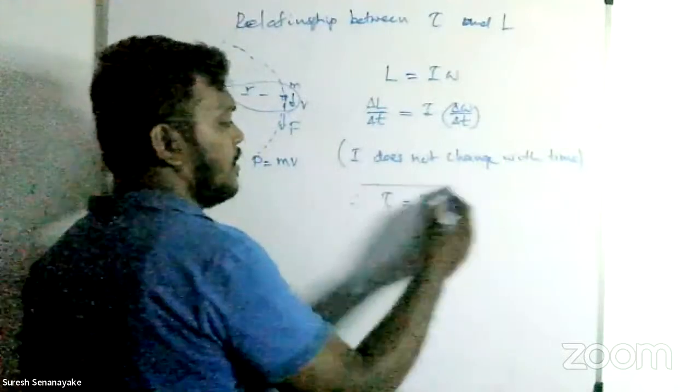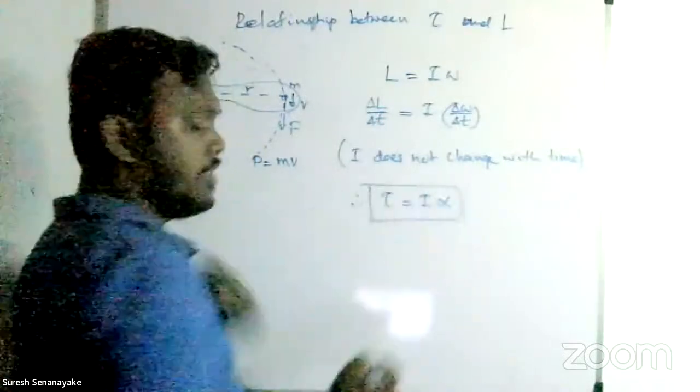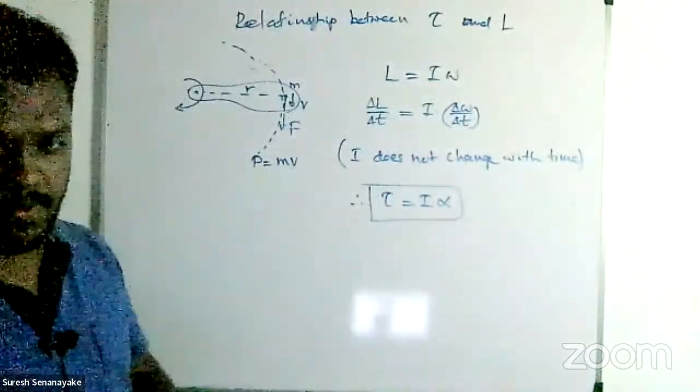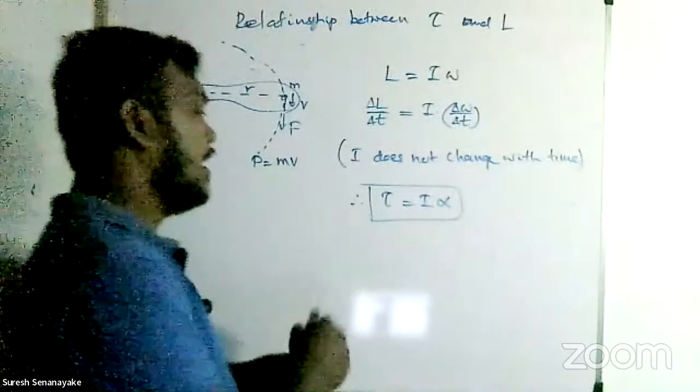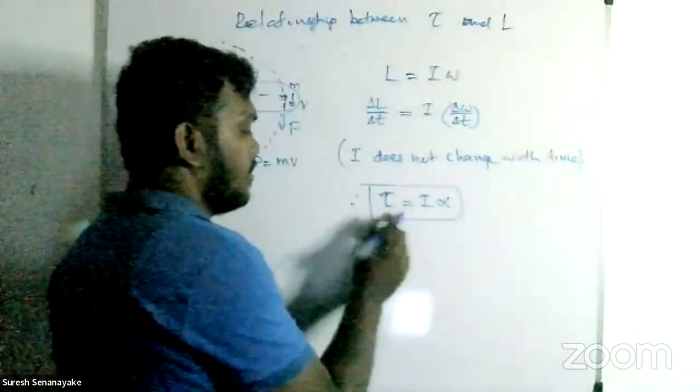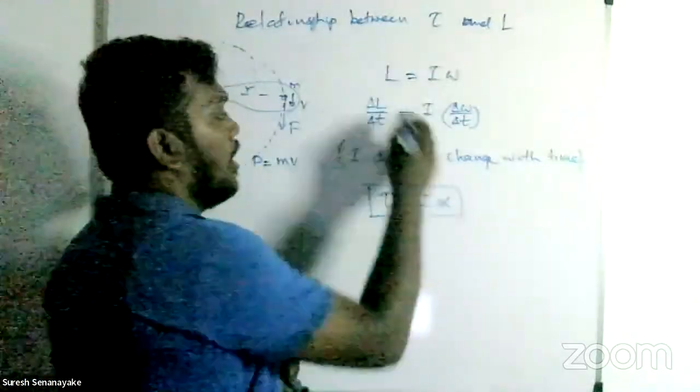So this relation, we already know how to get this. We discussed it and did some examples for this. And then you can write tau equals I alpha using this relation also, because delta L over delta t is a torque.